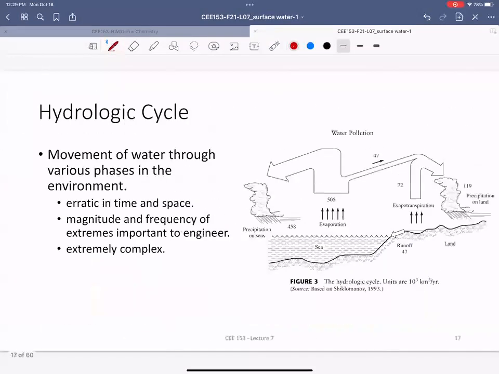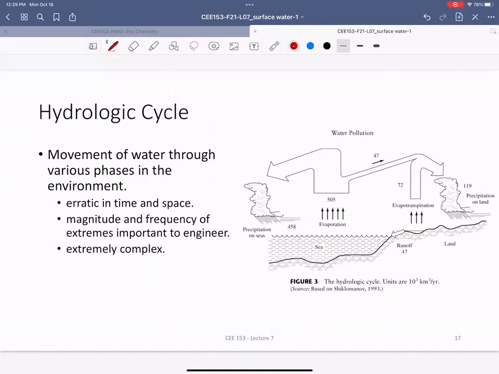So for that reason, your goal is to calculate how much water we can have in a reservoir because of all the inputs and outputs. So that's what we talk about as the hydrologic cycle. Hydrologic cycle means water is being transported from the surface, becomes vapor, goes to the atmosphere, then it falls as rainfall.